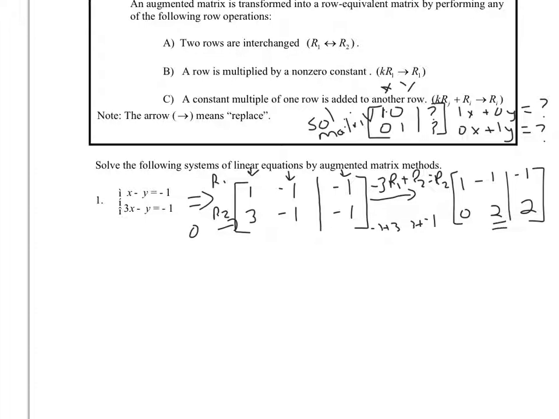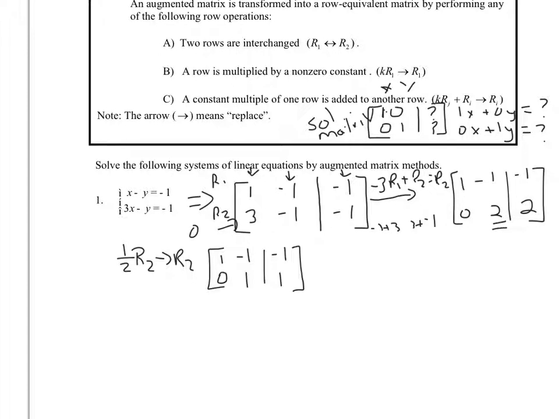I need to figure out what I could multiply this bottom row by to turn that 2 into a 1. Well, that's going to be a 1/2. So if I multiply row 2 times 1/2, that's going to be my new row 2. My top row is still 1, -1, -1. But if I multiply through by 1/2 on the bottom, 1/2 times 0 is 0. 1/2 times 2 is 1. And then 1/2 times 2 is also 1. My bottom row is done.